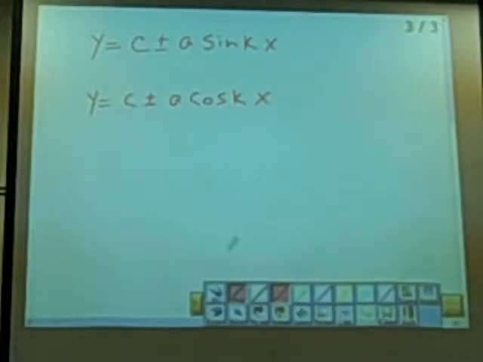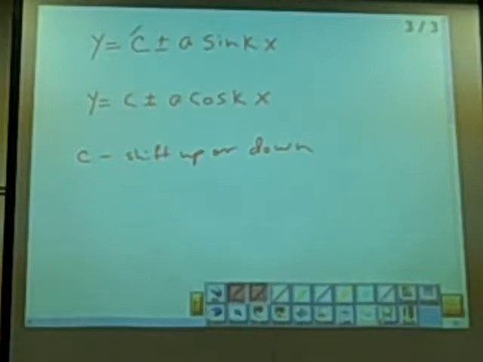kx, where we know that c will make our graph do what? Shift up or down. Yeah, shifts up or down. So actually there's a plus or minus in front of the c as well. If it's plus, it'll shift the graph up. If the c is minus, it'll shift the graph down.